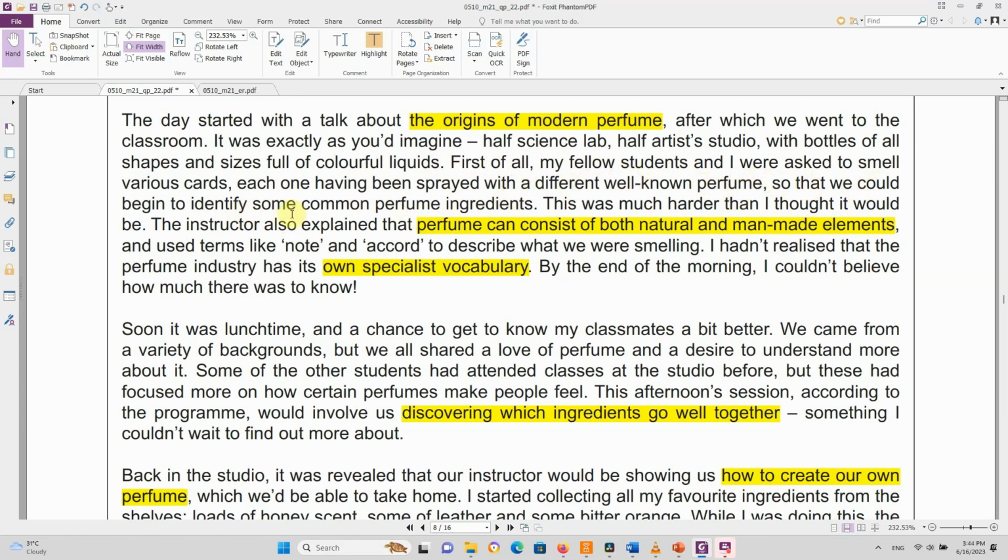Okay. So here identifying some common perfume ingredients is also something he learned. How did he learn that? By being asked to smell some cards so that they can identify perfume ingredients.